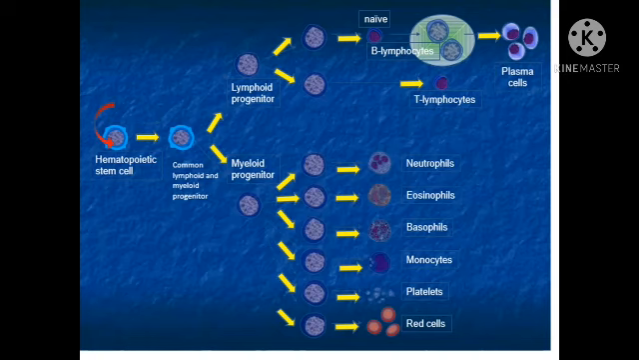So that was a hematopoietic stem cell which gave common lymphoid and myeloid progenitor, which gives rise to lymphoid and myeloid progenitors respectively. Lymphoid progenitor develops into B lymphocytes. Myeloid progenitor will give the rest of the cells.